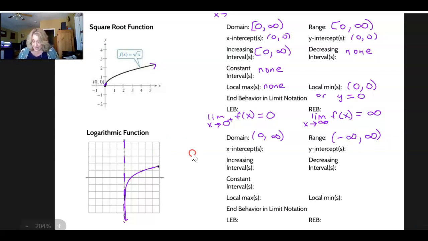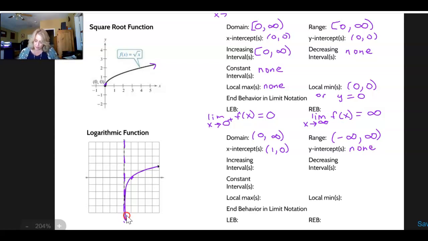And then it doesn't actually hit the y-axis, but it does cross the x-axis at this point right here, and that point is 1, 0. So 1, 0 would be my x-intercept, and there's not a y-intercept because it doesn't cross the y-axis.